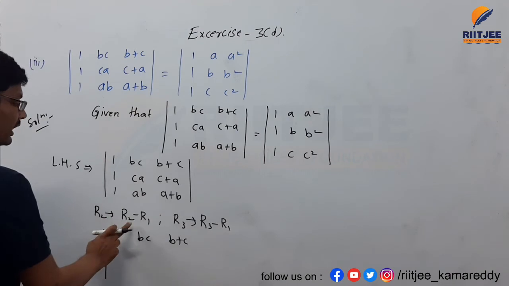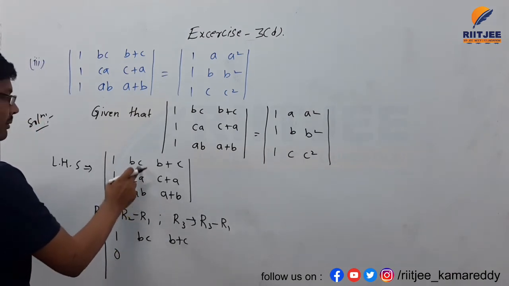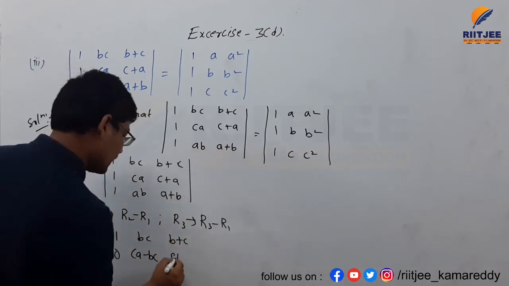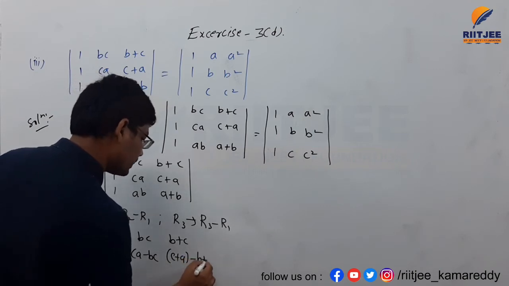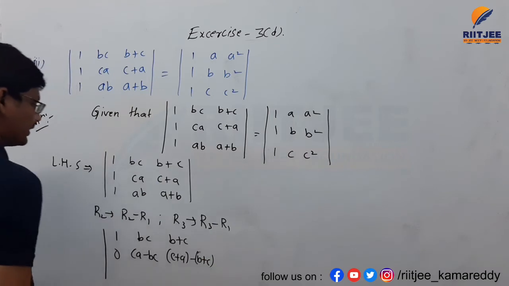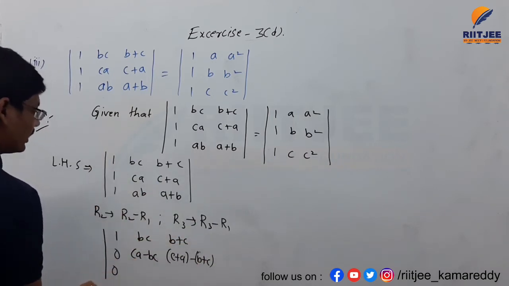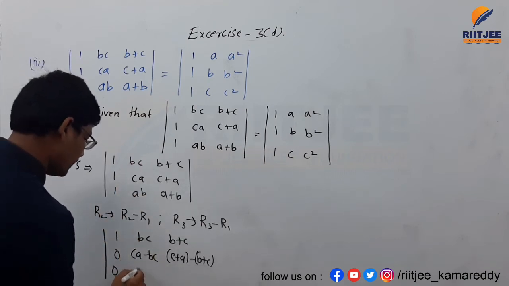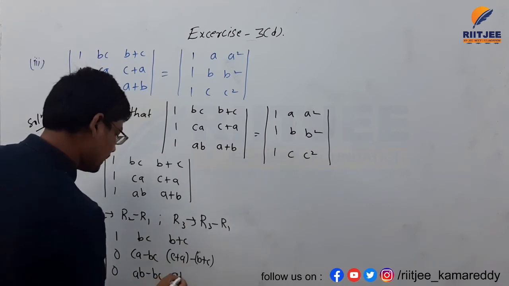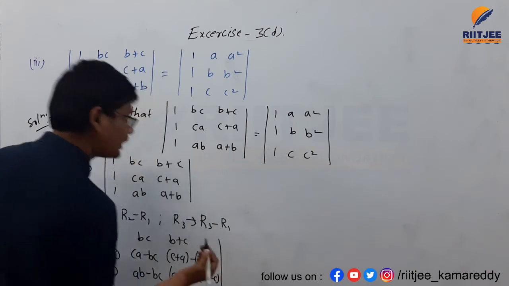So in R2 minus R1, 1 minus 1 will become 0, and CA minus BC, and C plus A minus B plus C. Here the bracket is a must, B plus C. And in R3 minus R1, 1 minus 1 is 0, and AB minus BC, and A plus B minus of B plus C, and this is the determinant here.